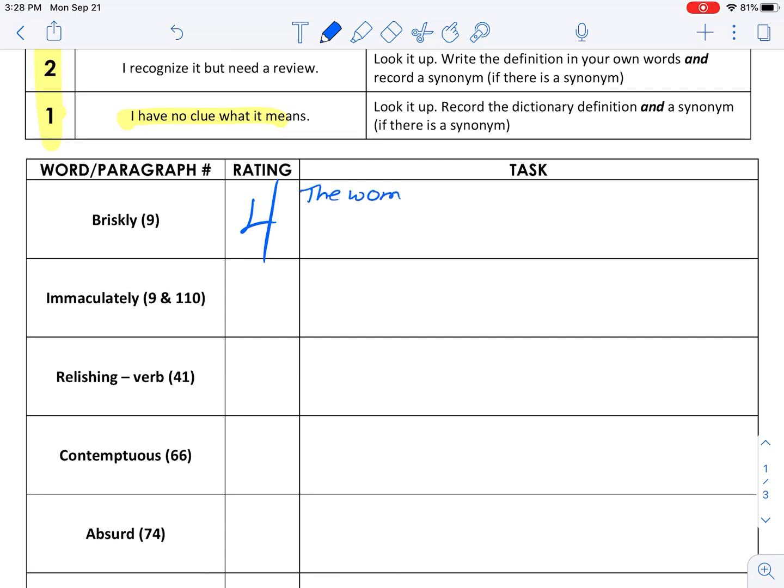The woman walked briskly to her appointment because she was running late.